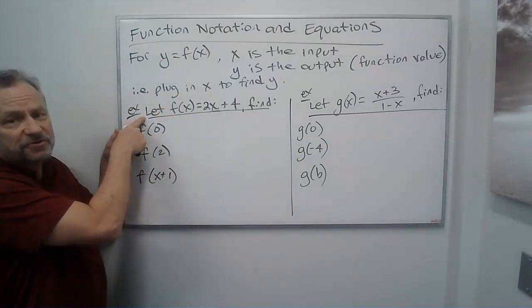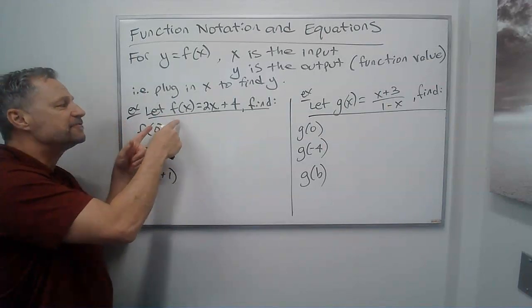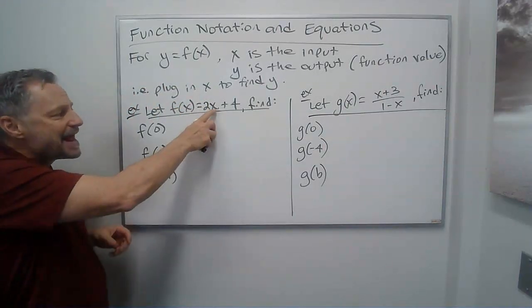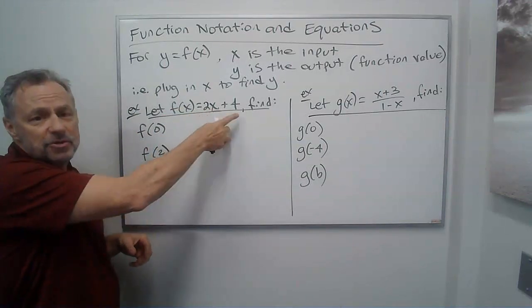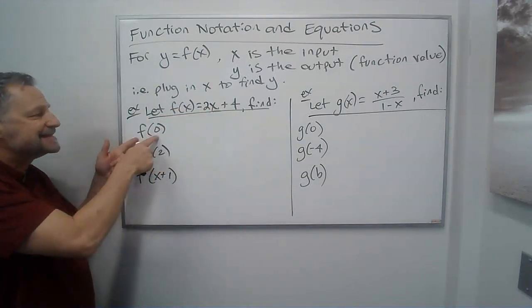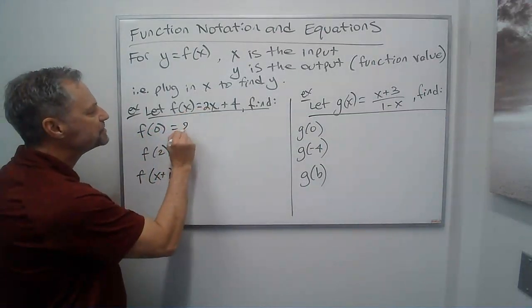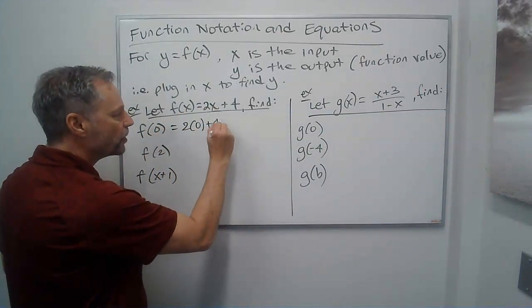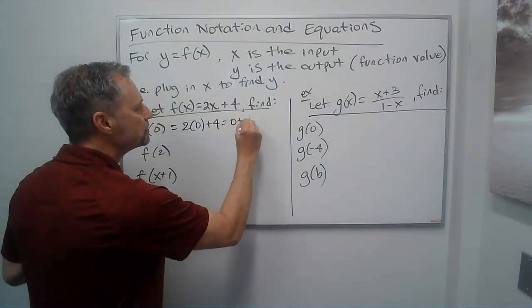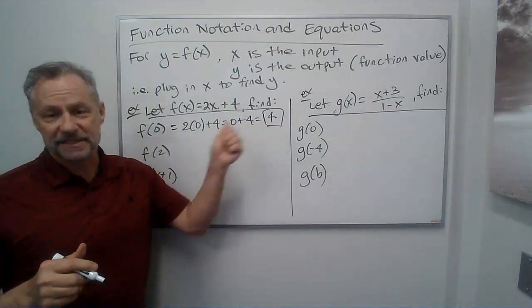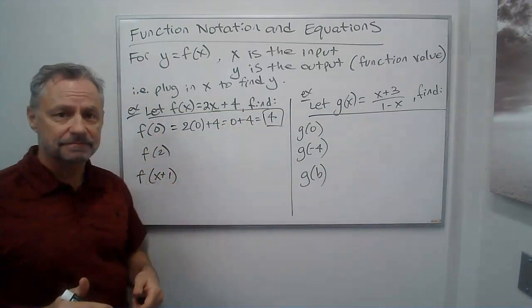So here's my first function. Let f of x be defined as the function 2x plus 4. So whatever I have as my input x, I'm going to multiply by 2 and add 4. So if they say find f of 0, I just put 0 in for the x. So it becomes 2 times 0 plus 4, or just 0 plus 4, 4. So f of 0 is equal to 4. Simple as that. Let's try some more.